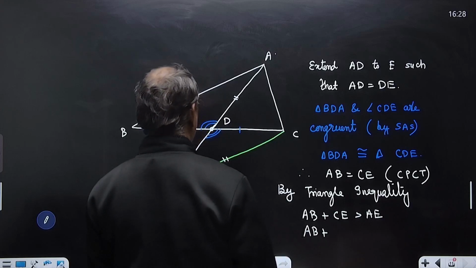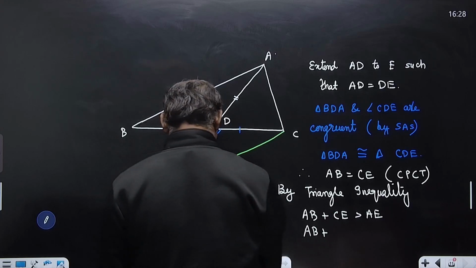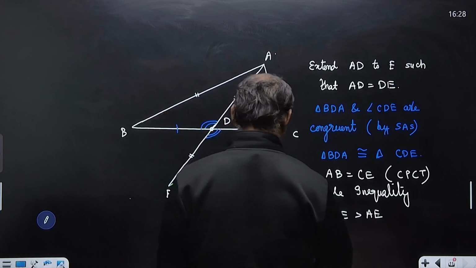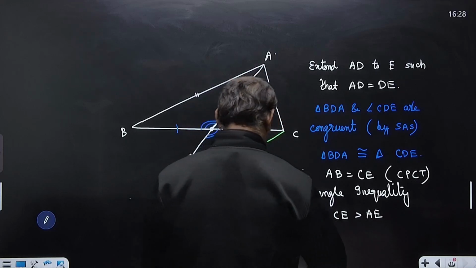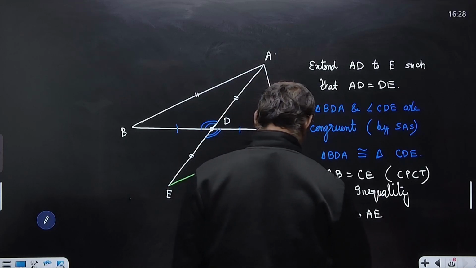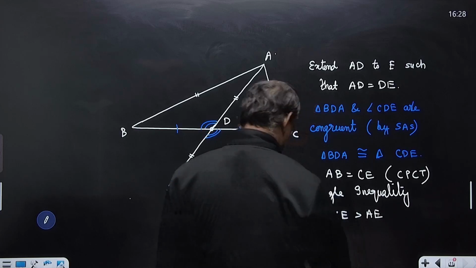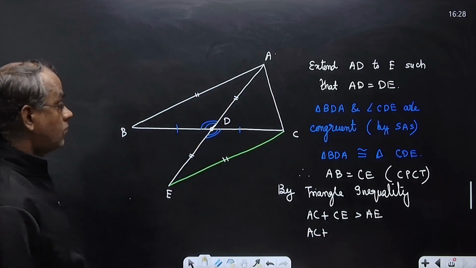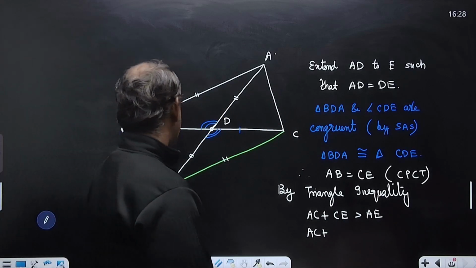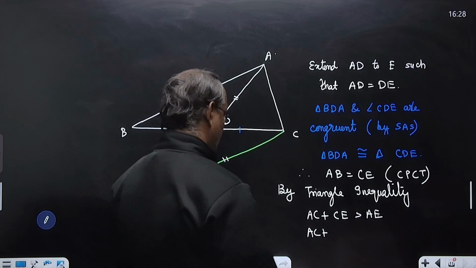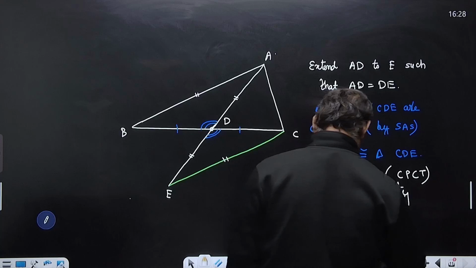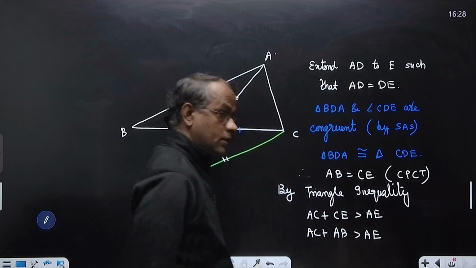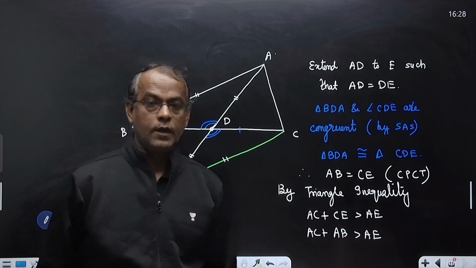No, AB not, sorry, AC. What is CE equal to? CE is equal to AB, just now we have. So AC plus CE is greater than AE. Okay.